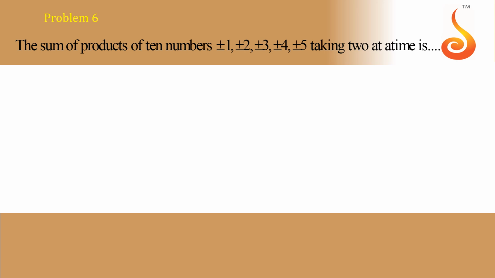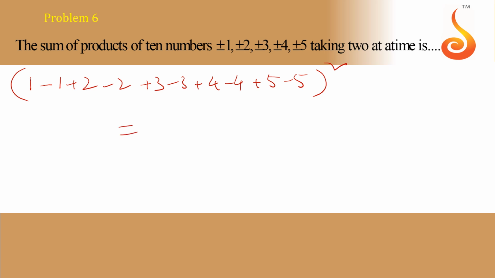The sum of the products of 10 numbers, plus or minus 1, plus or minus 2, and so on up to plus or minus 5, taking 2 at a time. So can we take it like this: 1 minus 1 plus 2 minus 2 plus 3 minus 3 plus 4 minus 4 plus 5 minus 5, all 10 numbers whole square. So what is the formula for that whole square? (a plus b plus c) whole square is a square plus b square plus c square plus 2 times (ab plus ac plus bc). Like that, let us extend it for 10 numbers.